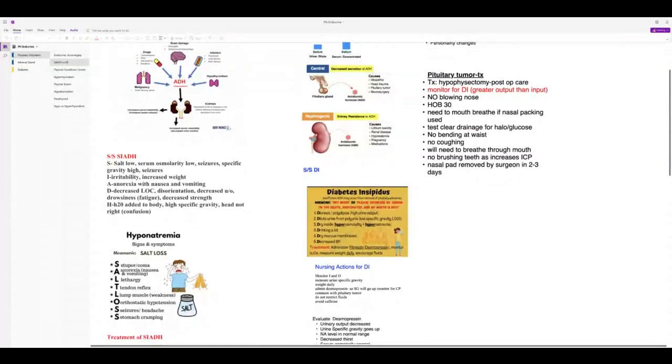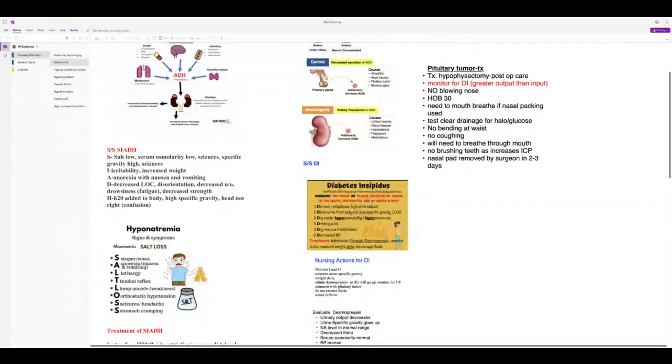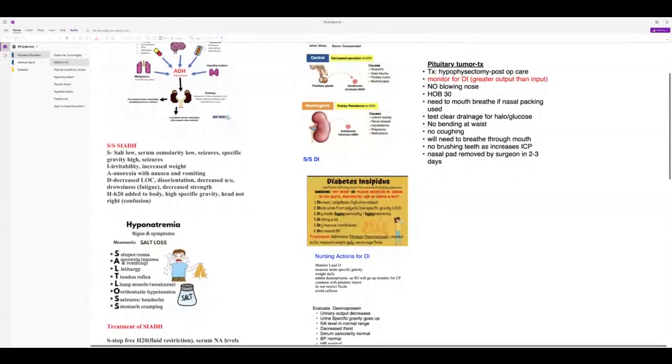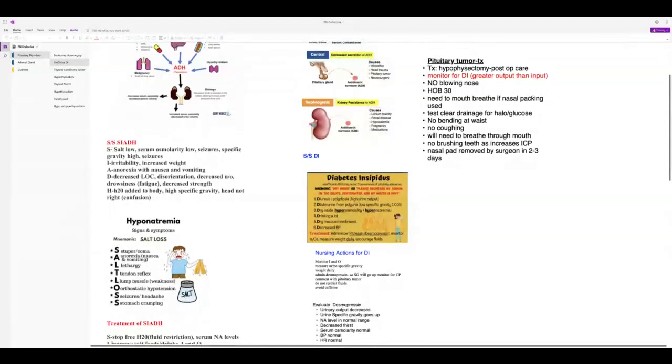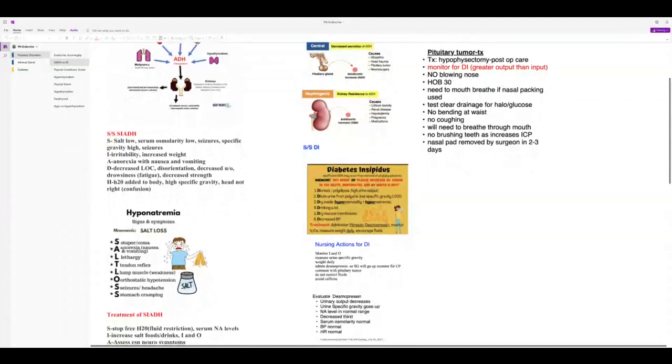Now, the drug for this is called desmopressin, all right? And so you need to measure weight daily and encourage fluids. Also measure the specific gravity to see if it's going to go back to normal. So when you administer desmopressin, those are the kind of things you're looking at. You're looking for a specific gravity that goes up, okay? And also desmopressin can cause vascular spasms or vascular clamping down, right?